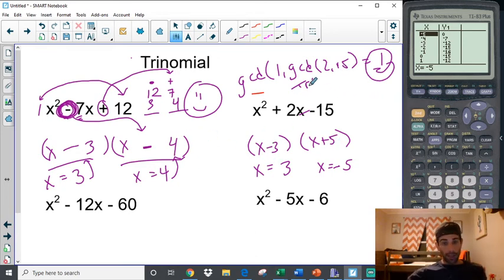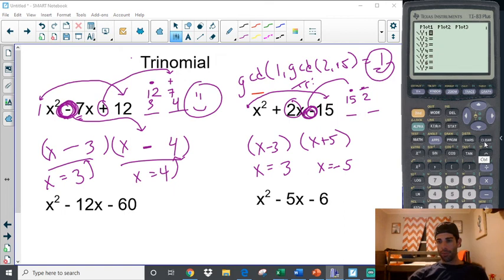Now, how are you going to do it by hand? Okay. Multiply the first number times the last number. So 1 times 15 is 15. Forget the signs. The middle number, again, forget the signs, is 2. And you just take this sign, which is a minus now. So now I need to figure out what are 2 numbers that multiply for 15 and subtract for 2.